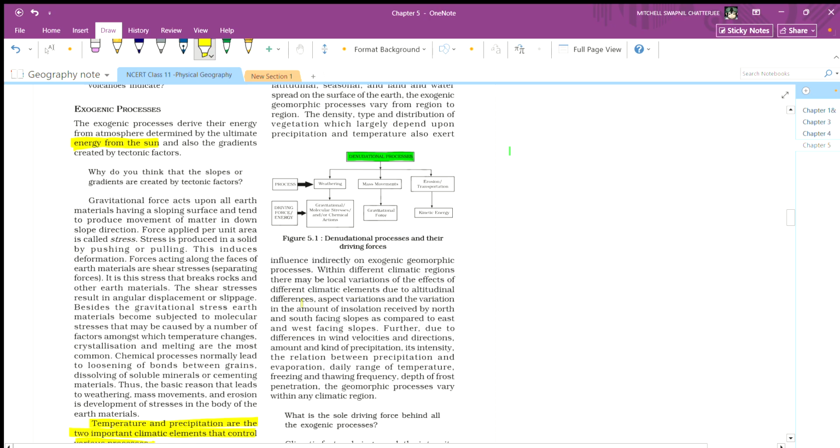Within different climatic regions, there may be local variation of the effect of different climatic elements due to altitudinal differences in the same region. Let's take India. India has different climatic regions. For the Himalaya, there will be a different climate, and from Delhi, it will be different. So there is a local variation within them.